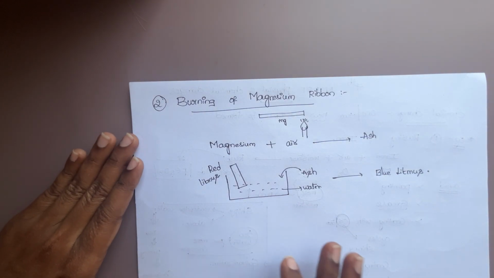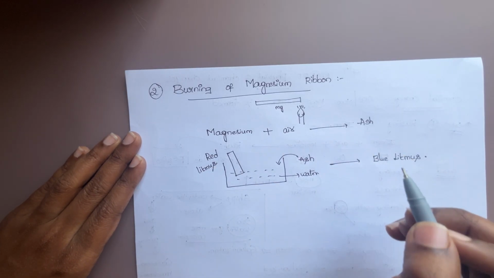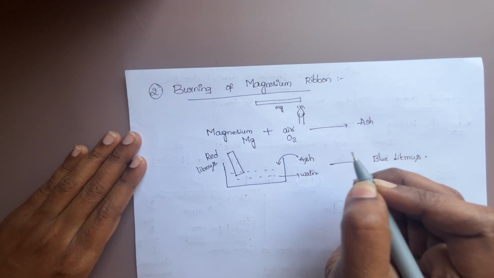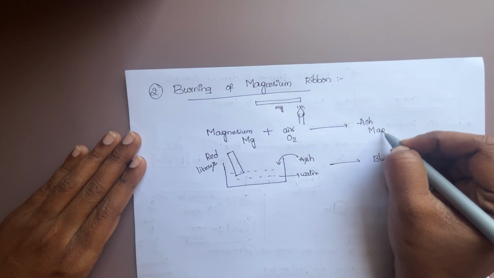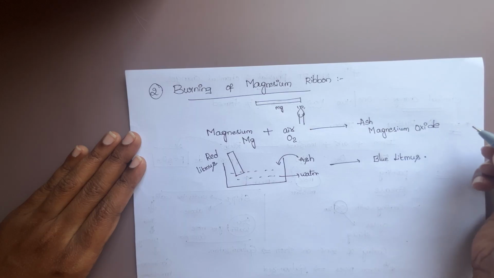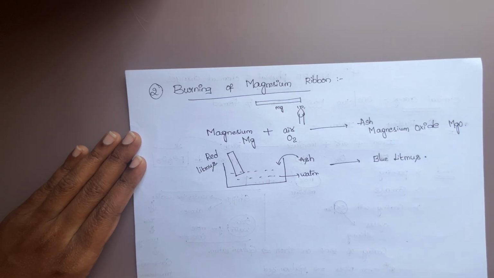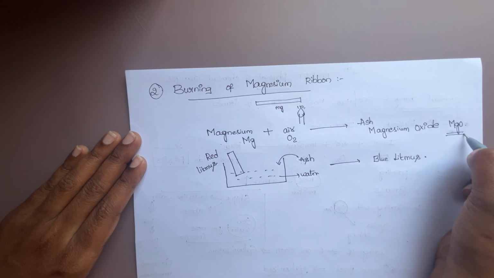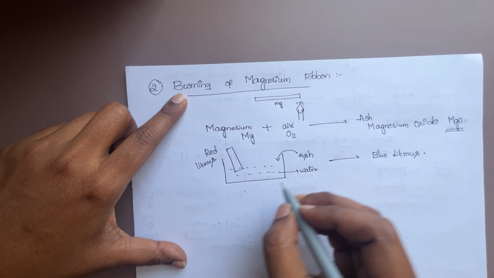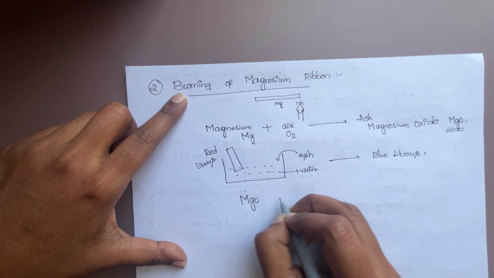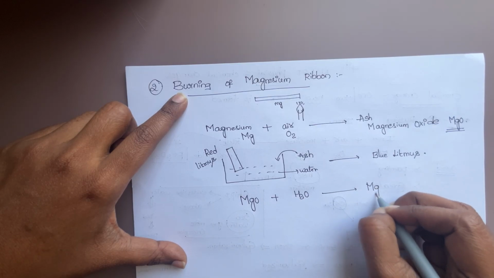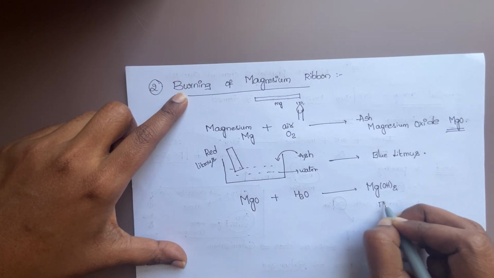Initially, first of all, let us see the chemical change in this. Magnesium is there. Air means, particularly, I told you, oxygen. This will produce magnesium oxide. The formula of magnesium oxide is MgO. Now a new substance is formed. That's why this is the best example for chemical change. After this ash is produced, MgO in water produces magnesium hydroxide. Magnesium hydroxide is a base.